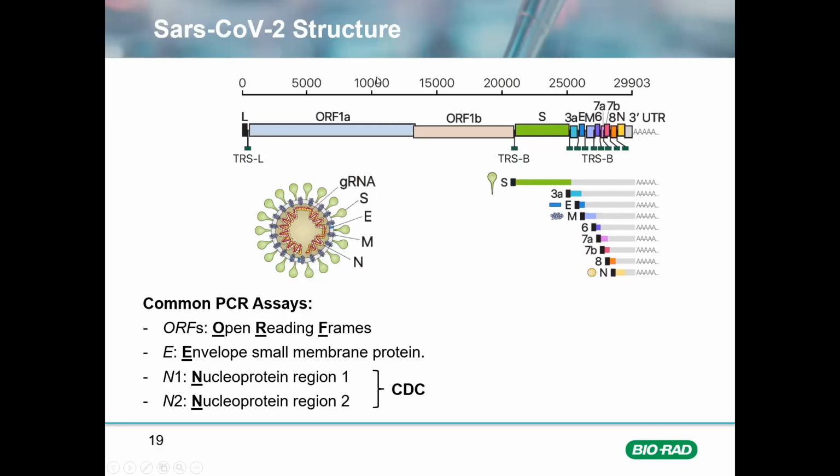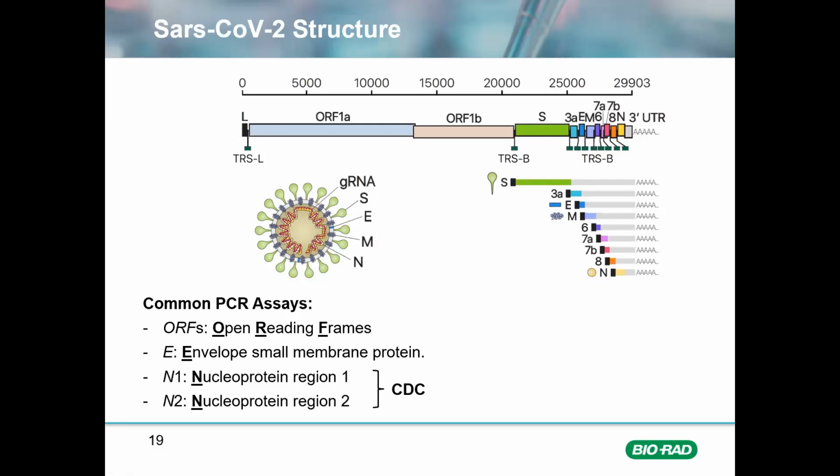Now, the genome of SARS-CoV-2 is shown here. It is actually quite a fascinating and complex genome. It's a little more than 30 kb, and it has multiple open reading frames, as well as several of these TRSs, which are transcriptional regulatory sites, and codes for a handful of genes.